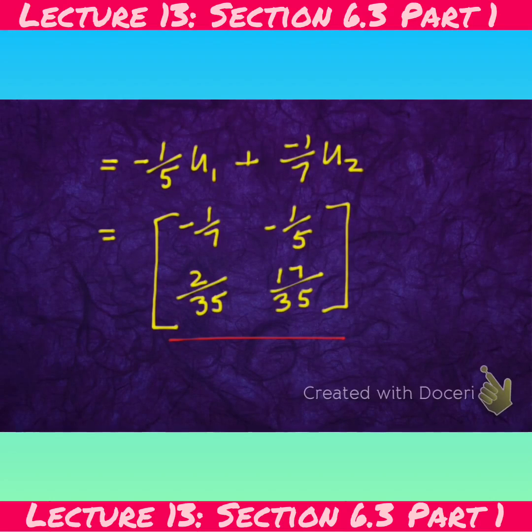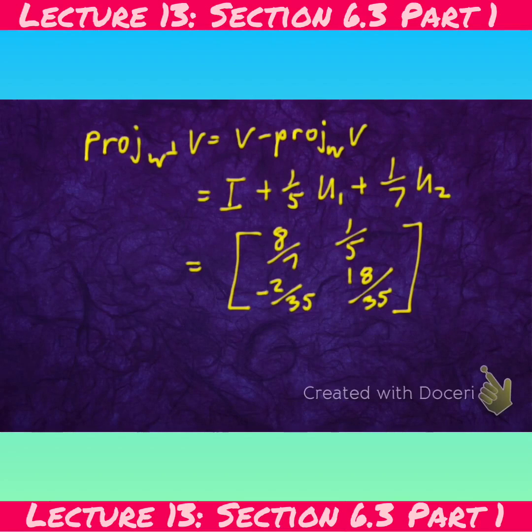Now to find the projection of V onto the orthogonal complement of W, by definition it is V minus the orthogonal projection of V onto W. That we worked out as this, and V is the identity matrix, and adding all that together we get this end result. Okay, so that is how this projection theorem works.